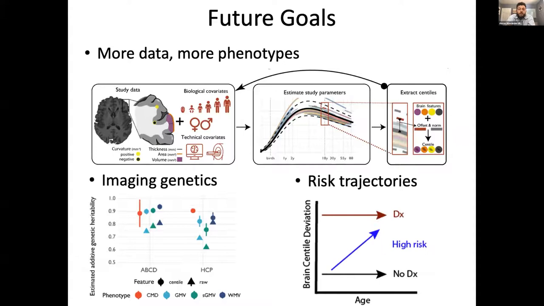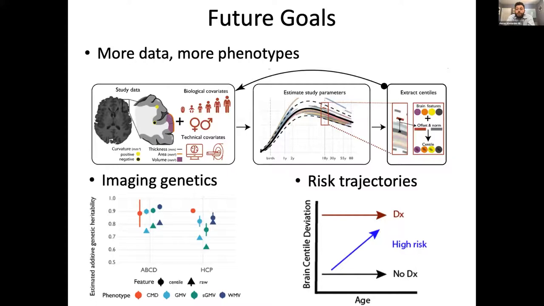Another area of particular interest is risk trajectories, i.e. tracking individuals along their centile trajectories, where the theory is that brain charts could increase the sensitivity of assessments that track individual deviation from reference norms. Although our current reference models are based on cross-sectional data, we've shown that they can be used to track longitudinal variation for an individual over time in terms of their centile scores. And there's a high degree of stability in longitudinal centile scores for individuals without diagnoses, which is promising in terms of the potential to track deviation in at-risk individuals.